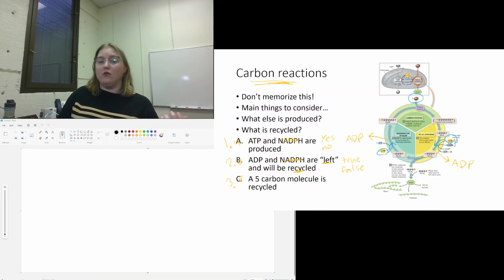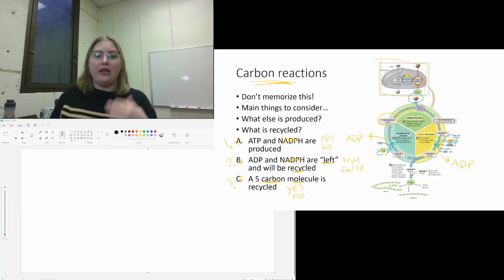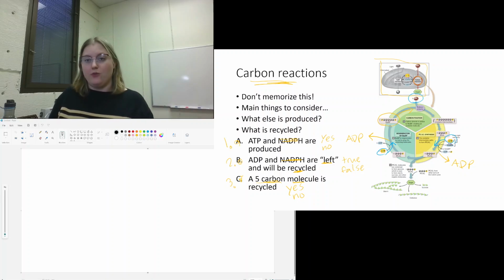You look up at our little full diagram up here at the top. You might take a look at that to try and get that answer. And then our last thing is a 5 carbon molecule recycled? Yes or no? Okay, now take a look here. This is cyclical. And we have this molecule that is going back into the reaction. Remember, we have to have this base carbon molecule in order for these reactions to continue.